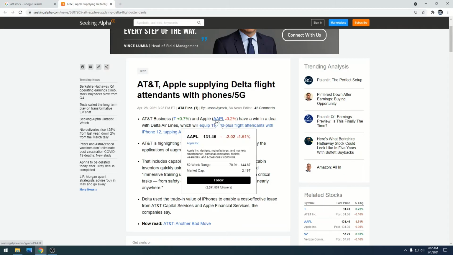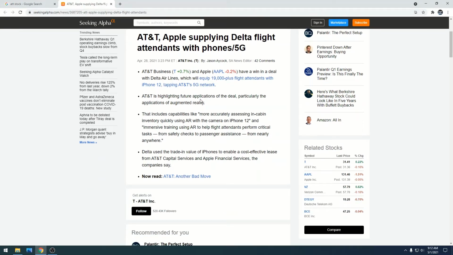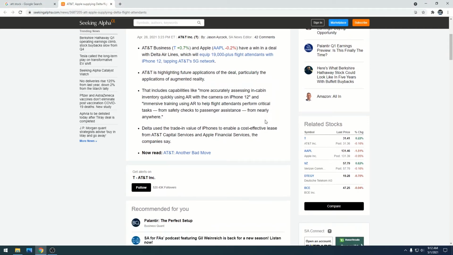AT&T Business and Apple has won a deal with Delta Airlines, which will equip 19,000 plus flight attendants with the iPhone 12 and AT&T's 5G network. AT&T is highlighting future applications of the deal, and they're focusing on augmented reality. This is going to allow them to do inventory quickly using augmented reality, and they're going to be able to provide training, safety checks, and a variety of options with the augmented reality.